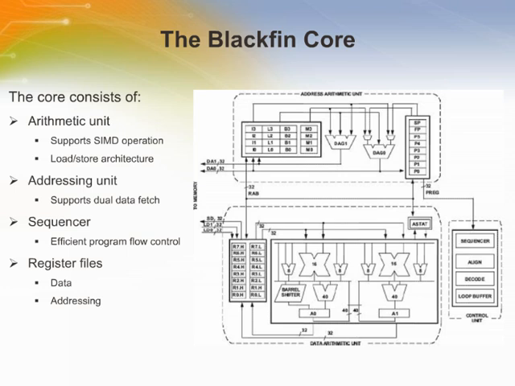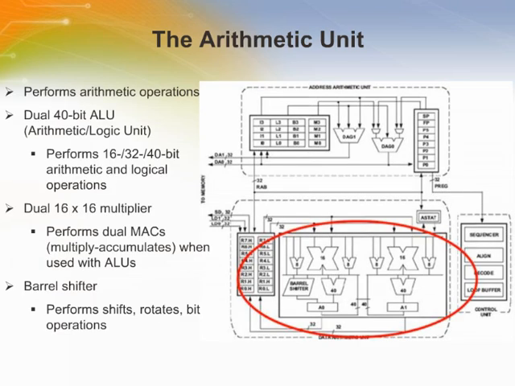So in a single cycle, we can fetch two pieces of information, typically data and filter coefficients. We also have a sequencer, which is dealing with program flow on the Blackfin, and there are several register files, for instance, for the data as well as for addressing. The first stop is the arithmetic unit.